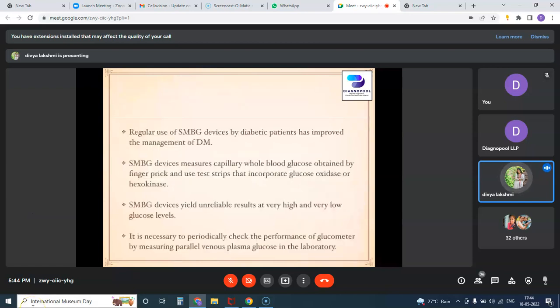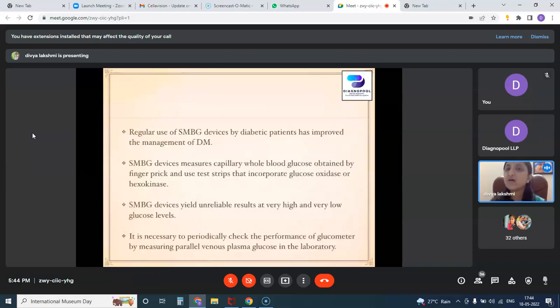But the only problem with this self-monitoring, that is using a glucometer, is that when the blood sugar is very high or very low, those results are not reliable. And also, the patients who are using these glucometer devices at home, it should be checked with a random blood sugar in a good lab also.